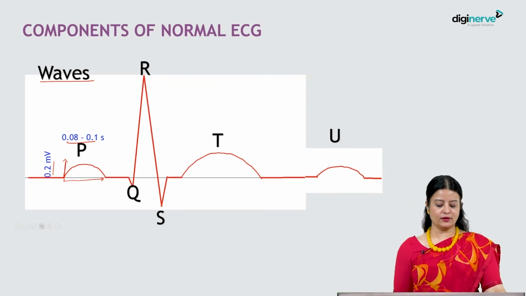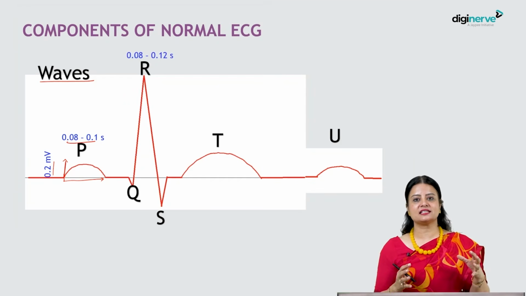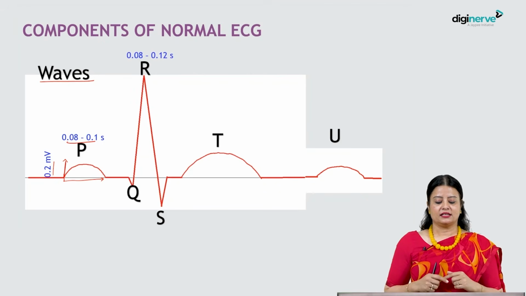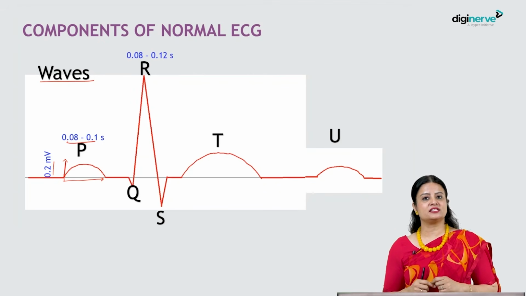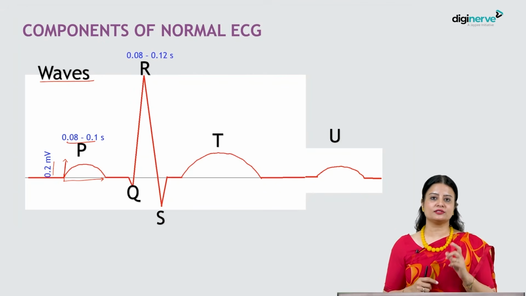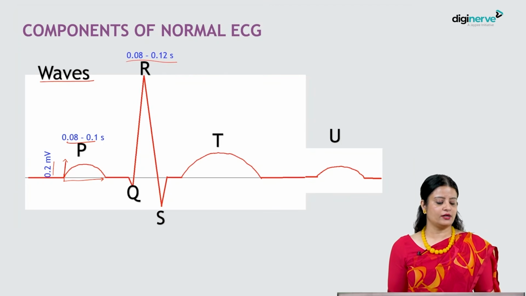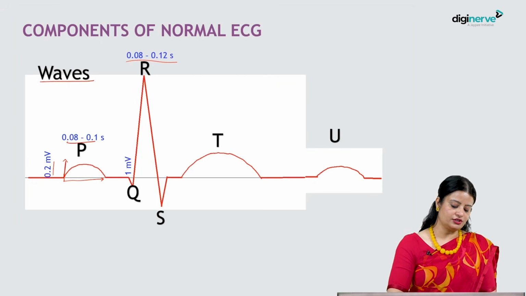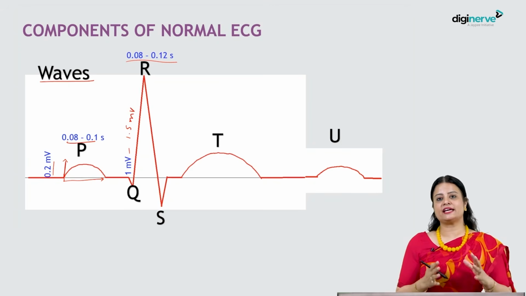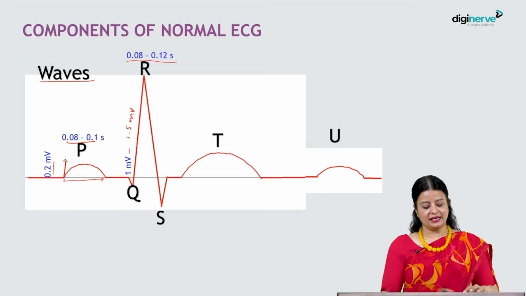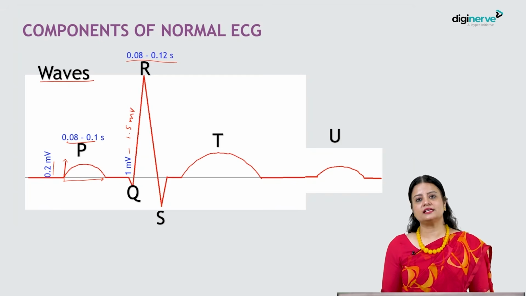Moving on to the QRS complex, which tells us about the depolarization of the ventricles. It takes 0.08 to 0.12 seconds to complete. So that makes the duration of the QRS complex, and the magnitude is 1 to 1.5 millivolts. So this is the wave which has the highest magnitude in the entire ECG.